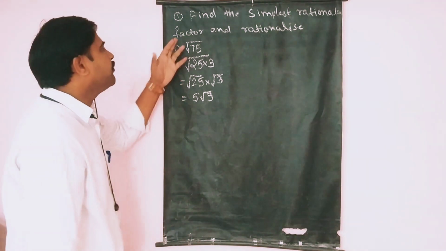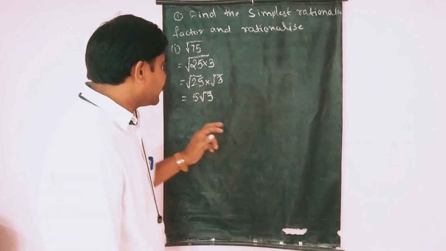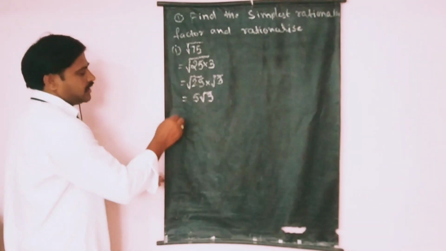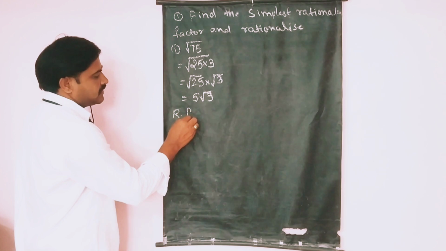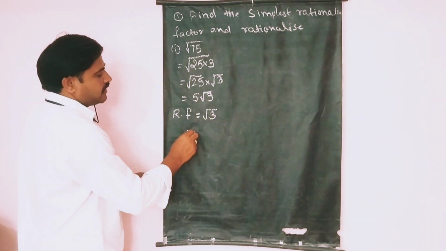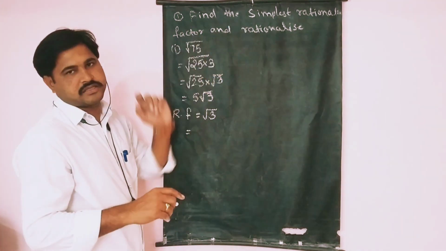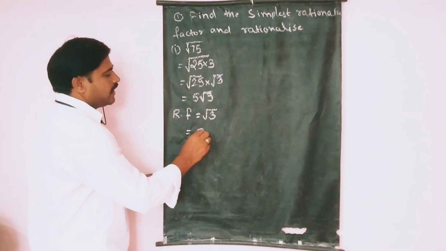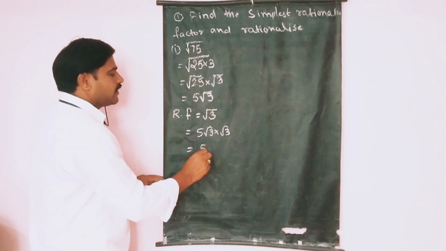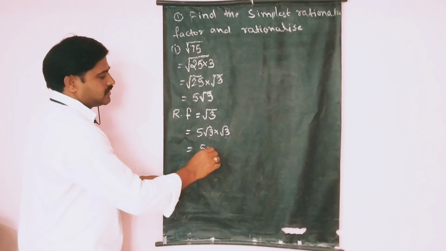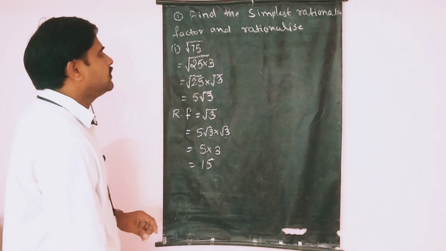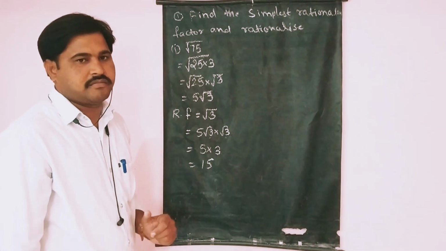Now write the simplest rationalizing factor. The rationalizing factor of 5 root 3 is root 3 only. Rationalizing means 5 root 3 multiplied with root 3 again. 5 into root 3 into root 3 is 5 into 3, which is 15. This is the rationalization.